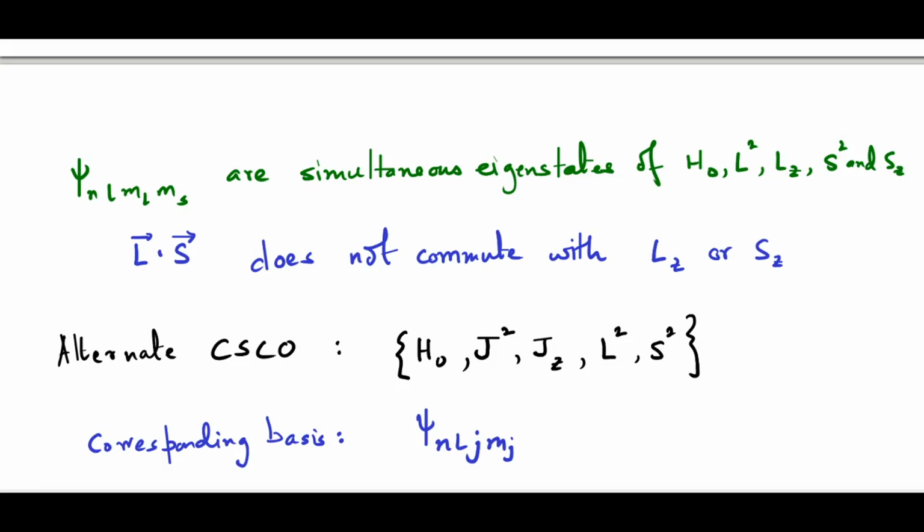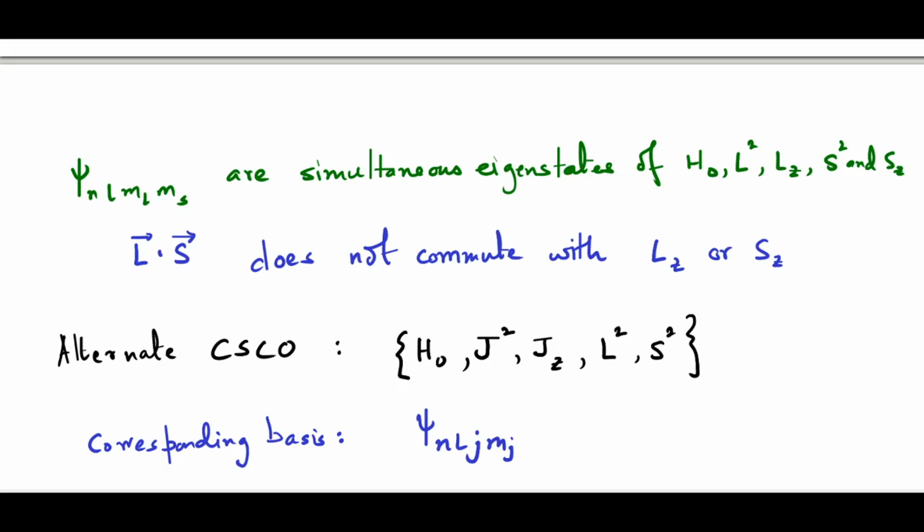This wave function psi n, L, J, Mj is an eigenfunction of H0 corresponding to eigenvalue En, L square corresponding to eigenvalue L into L plus 1 h cross square, S square corresponding to 3/4 h cross square, half into half plus 1 h cross square, of J square corresponding to eigenvalue J into J plus 1 h cross square, and of Jz corresponding to eigenvalue Mj h cross. Now you have actually seen this eigenfunction in some detail when you talked about addition of angular momentum in an earlier semester.